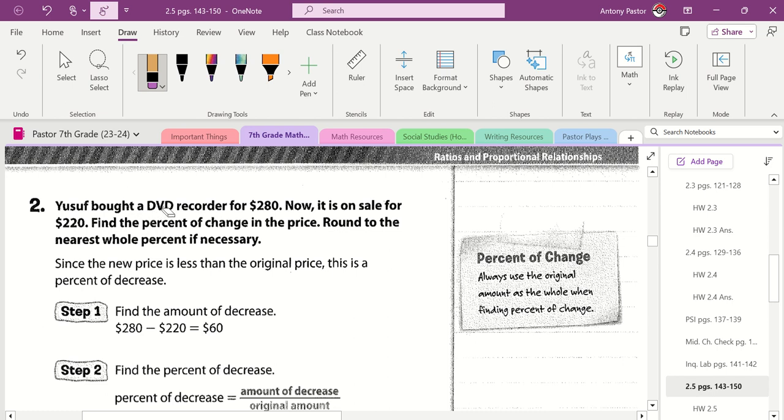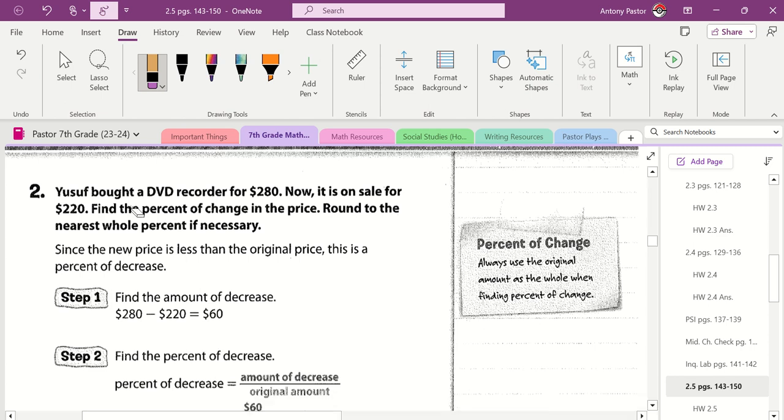Yusuf bought a DVD recorder for $280. Now it is on sale for $220. Now, the original price was $280, the new price is $220. This went down. It's a decrease, so we're going to find the percent of decrease. Find the percent of change in price. Round to the nearest whole percent if necessary.